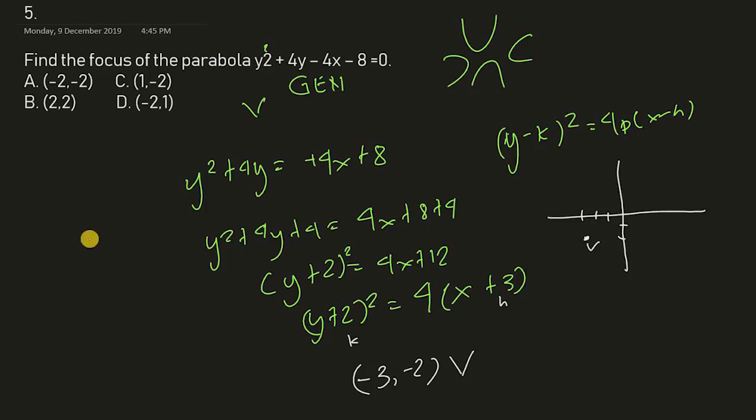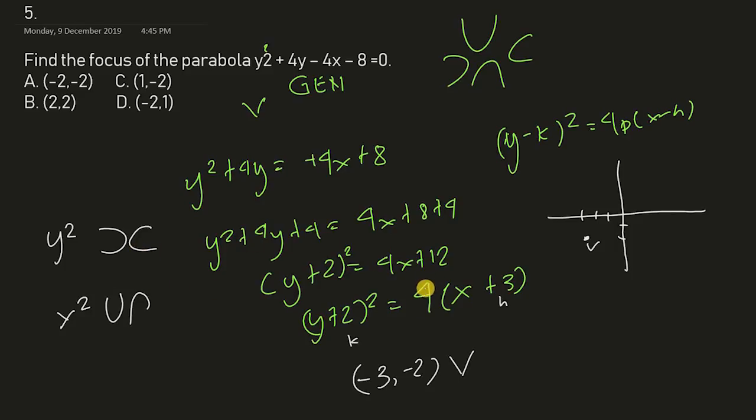Palagi niyong tatandaan na kapag yung y ang naka-square, the graph is either going to the left or going to the right. Kapag yung x ang naka-square, it's either going up or going down. That's in the cases of parabola, guys. Right? Paano niyo malalaman pag left and right? Ma-identify nyo yan sa value ng 4p.